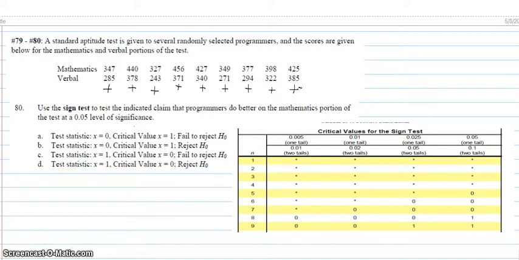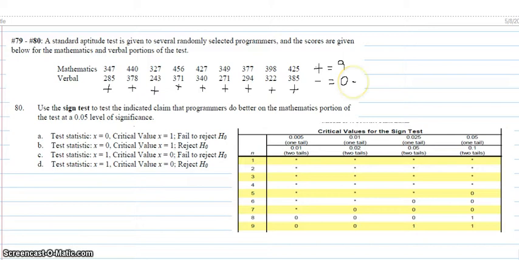So all of the scores were higher on mathematics. So now what we need to look at is we had plus sign equals 9. The minus sign, we did not see that at all, so that's a 0. So what we want to do is use the sign that occurred less, the minus sign. So that is going to be your test statistic.